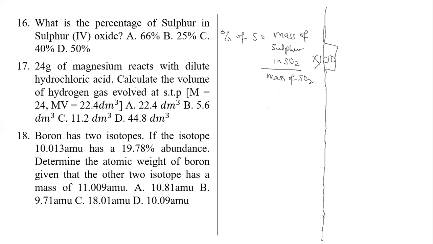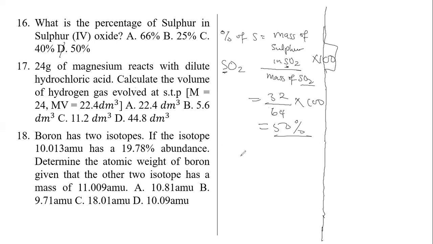So that's what happens. Now, in sulfur IV oxide, we have just one sulfur, and so that's going to be 32. The molar mass of sulfur IV oxide is 64. So sulfur, just one sulfur there is going to be 32. Then the whole of everything is 32 plus 16 times 2, which is 64. So times 100, and that's going to give you 50%. So that's option D.